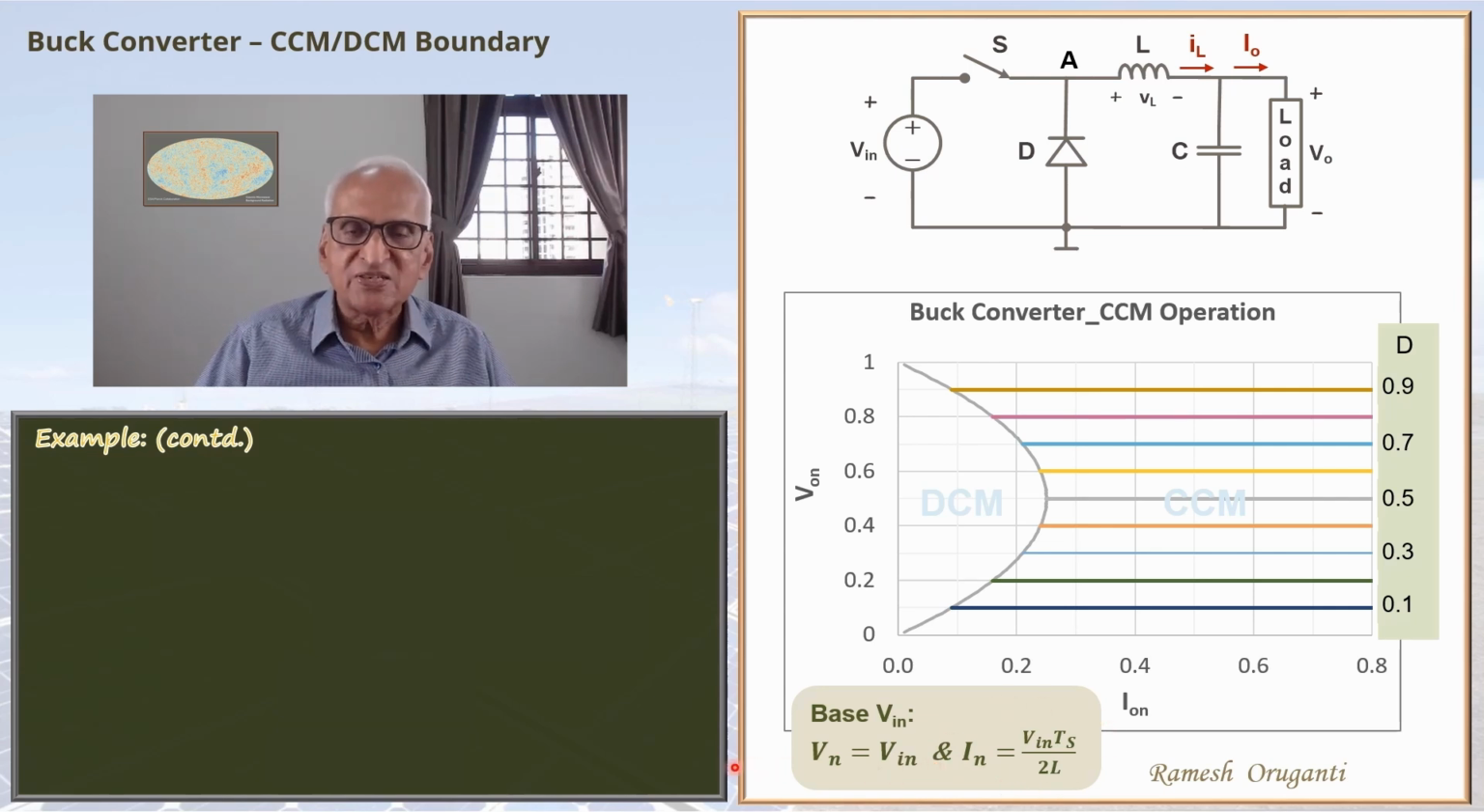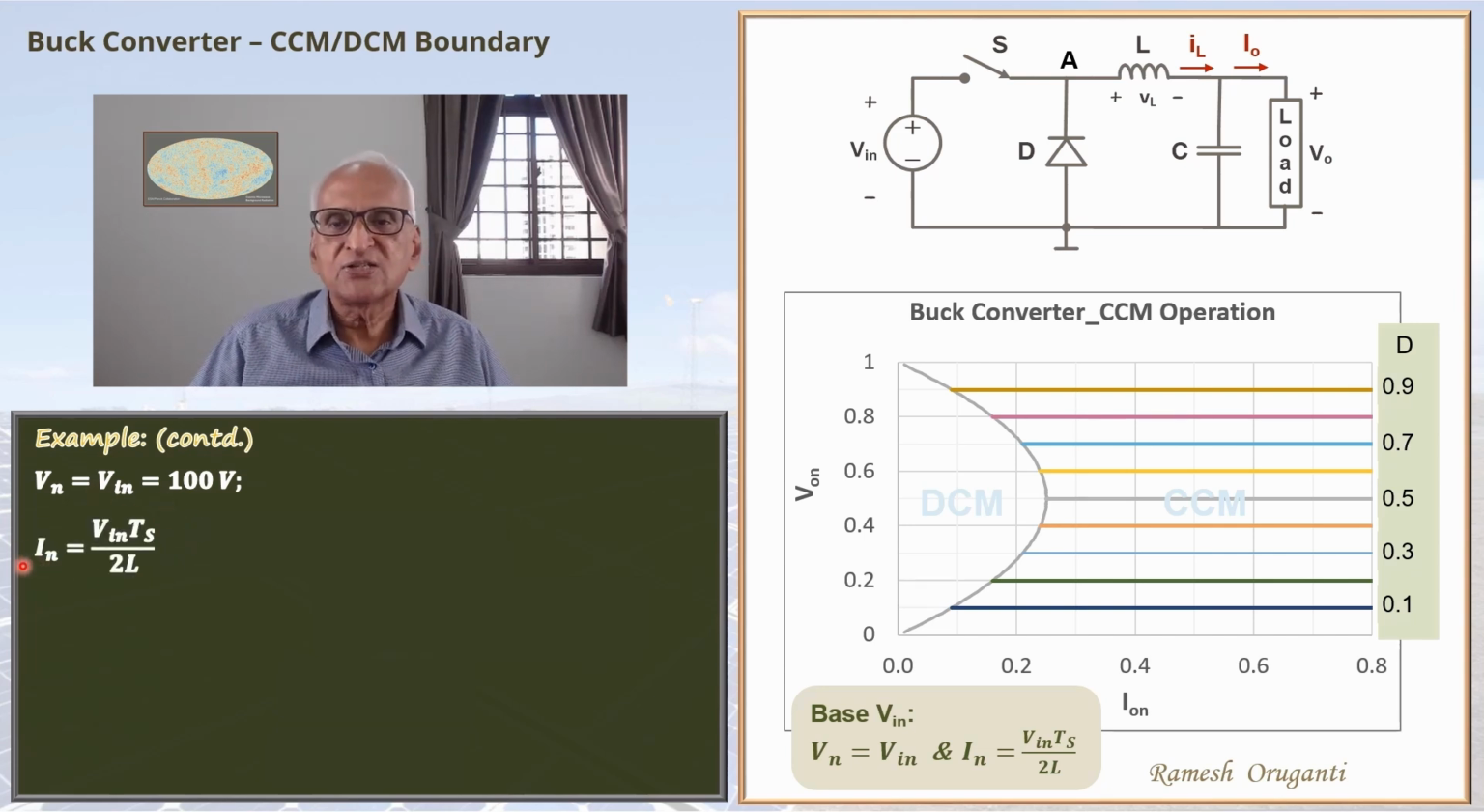So our normalizing factor or the base voltage is 100 volts. Our base current or normalizing factor for current is In equals Vin Ts by 2L. Vin is 100 volts, Ts is 20 microseconds, L is 30 microhenry. Let's assume that we have not given any margin. Then we can calculate it is 33.33 amperes. This is the base current.